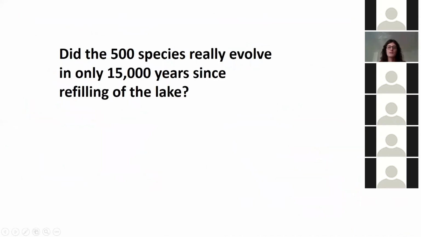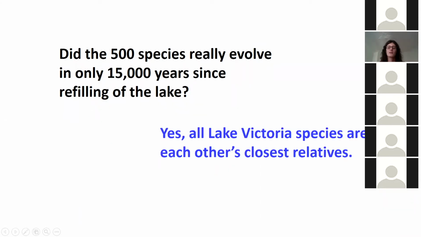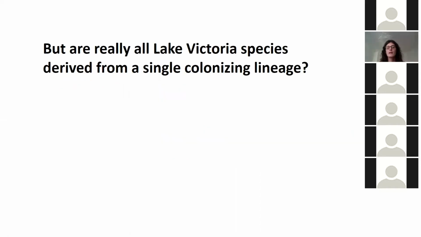So did the 500 species really evolve in only just 15,000 years since refilling of the lake? Yes, all Lake Victoria species are each other's closest relatives. It seems that they all evolved within the lake. But are really all Lake Victoria species derived from a single colonizing lineage? Or did maybe again multiple lineages colonize and hybridize, as we have seen at the beginning of the Lake Victoria region superflock? This can then afterwards still look like a monophyletic group of genetically very similar cichlids, even if they are derived from multiple lineages, but just through admixing their genomes, they become more similar.